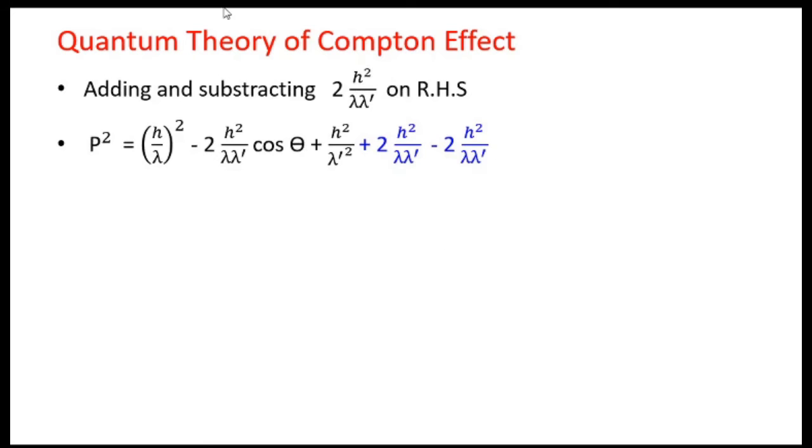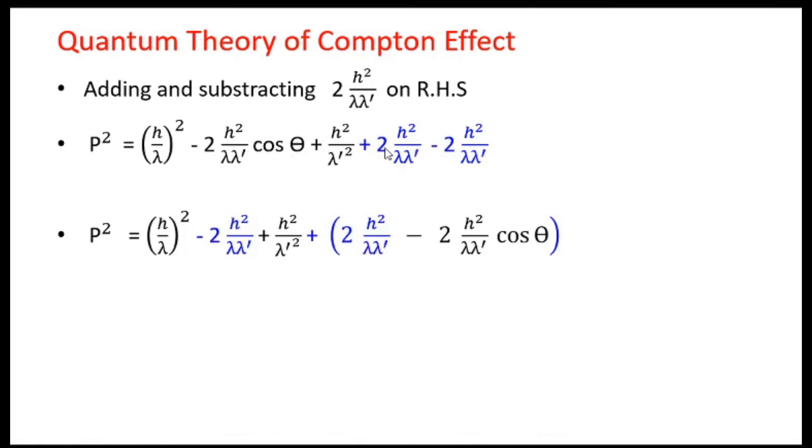Now adding and subtracting the term 2 times h squared upon lambda lambda dash in our previous equation. So here I have added and subtracted, and I have made the necessary rearrangement. This minus term I have taken within these two terms.